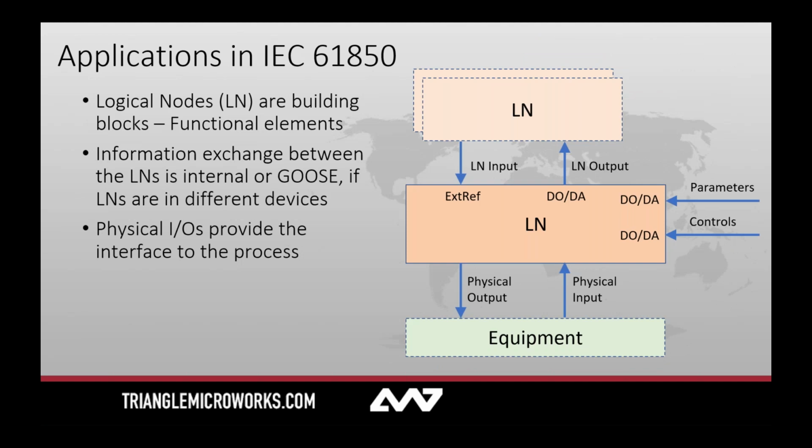In order to properly simulate a substation, we need to know how these devices interact with each other in the real world. Logical nodes are the functional elements, which are the building blocks for application functions, such as distance protection. Logical nodes communicate with other logical nodes by internal connections or with GOOSE messages. These types of communications are used to implement application functions using multiple logical nodes. To interact with the electrical equipment, logical nodes are wired with physical inputs and outputs.